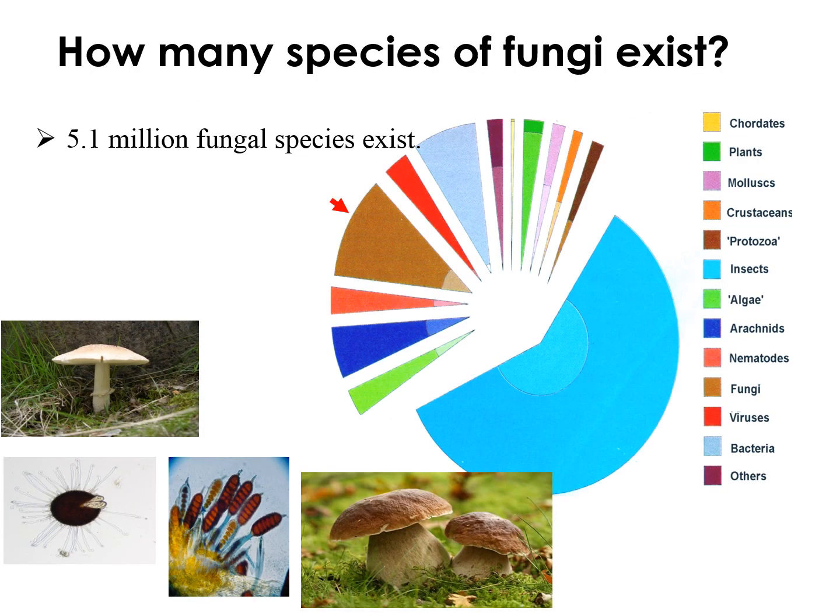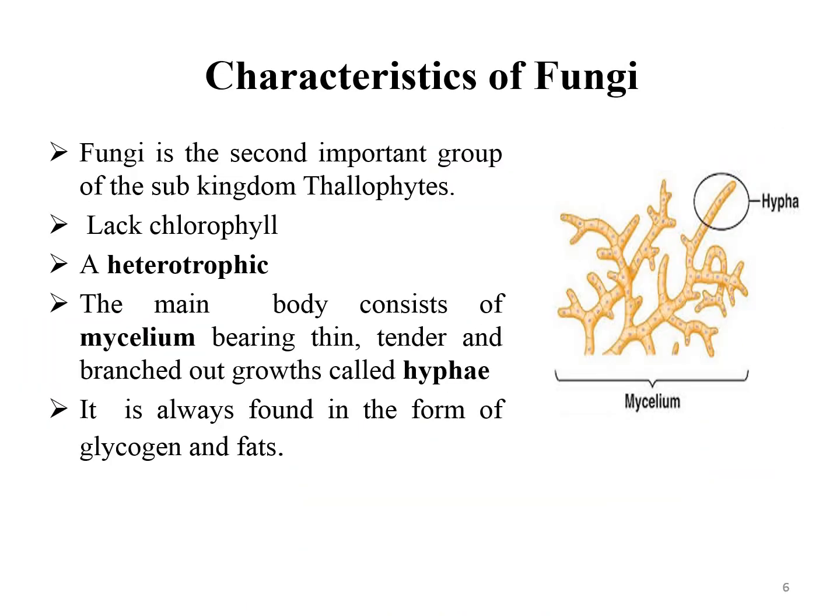How many species of fungi exist? No one knows for sure how many species of fungi there are on our planet at this time. But it is assumed that the number of fungal species ranges between 3.5 and 5.1 million worldwide. Okay, let's discuss the characteristics of fungi.